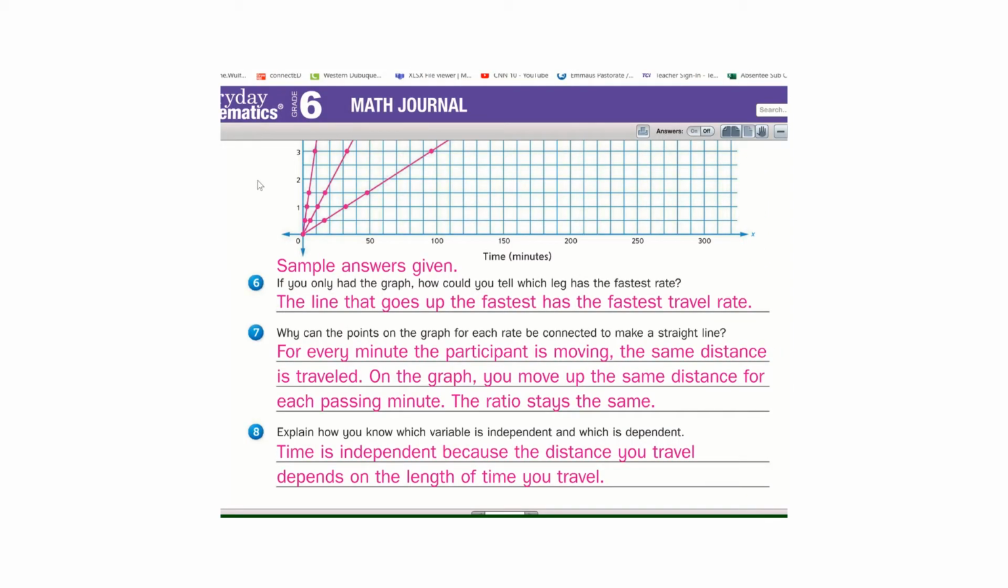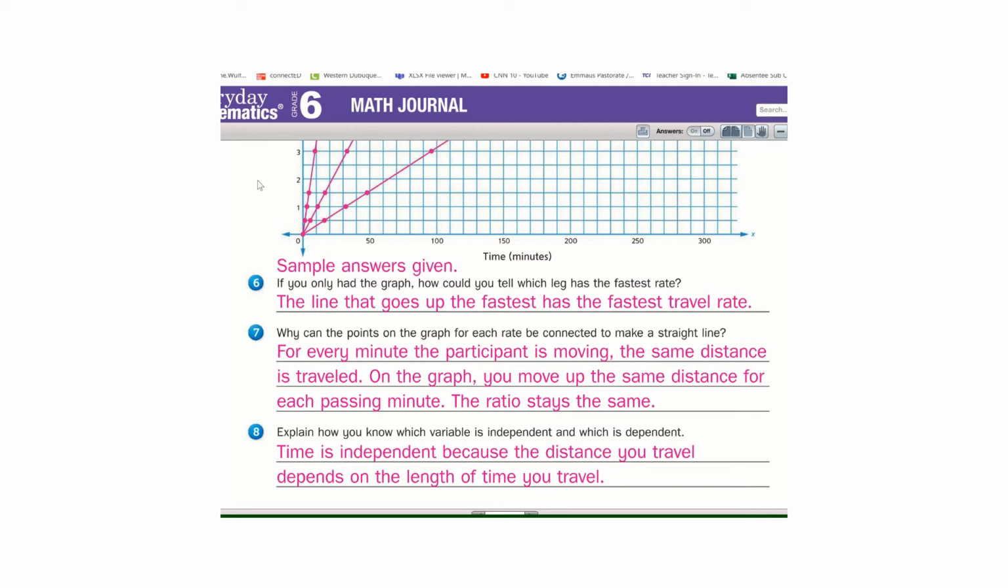Okay, so for number 6, the line that goes up the fastest, the steepest line, the one that's more straight up and down, more vertical, that's the fastest. Number 7, why can the points on the graph for each rate be connected to make a straight line? For every participant, you know, it's constant. Basically, I would have just written it's constant. The ratio stays the same for each one of them separately.